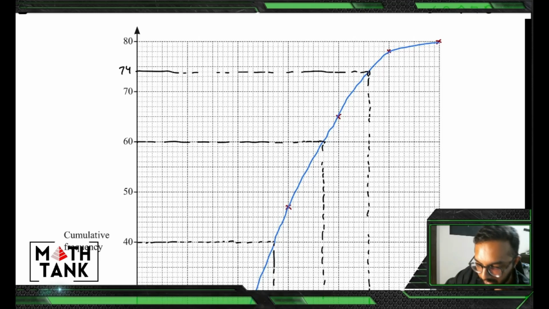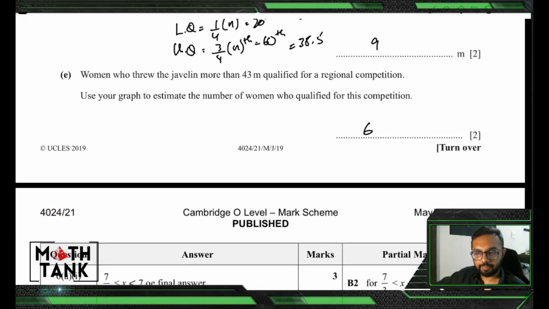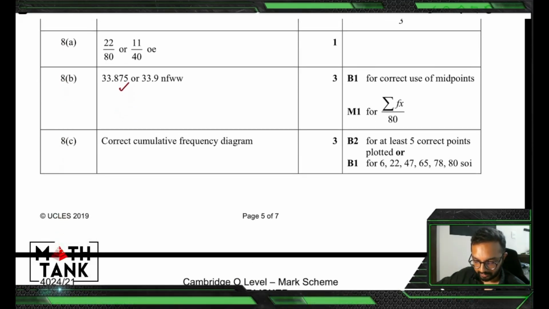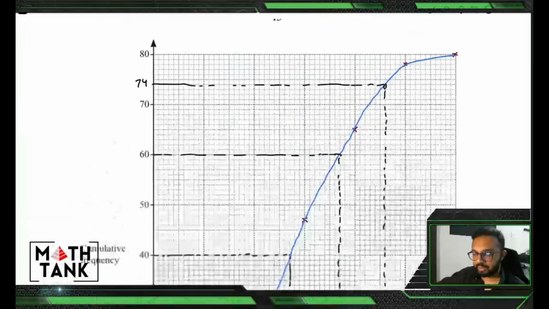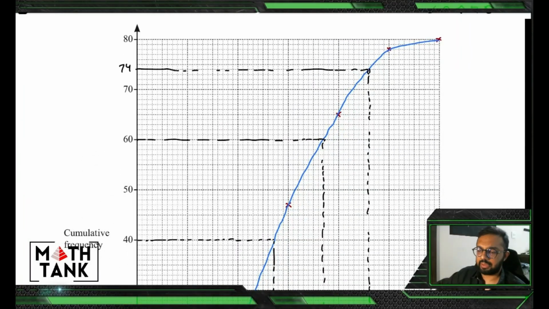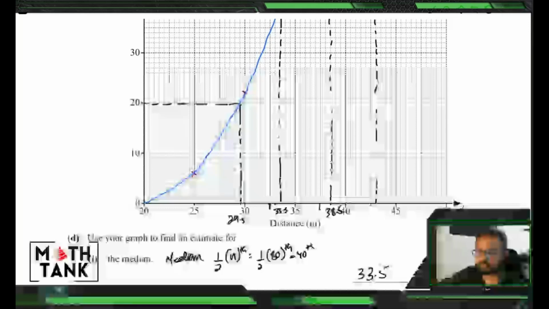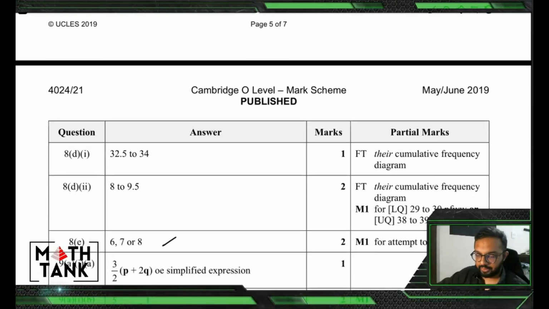So how many people are above this line? So I can say that there are 6 people. So the answer is 6 women have qualified. 6, 7, or 8. So we are fine with the answers as well. Okay, not a very smooth curve, yet you're getting answers that are fine. So remember that it's not carved in stone, but the more accurate, the smoother curve, the more confident you can be that your answer is going to be right. You're not leaving it to chance then. Okay, moving on.